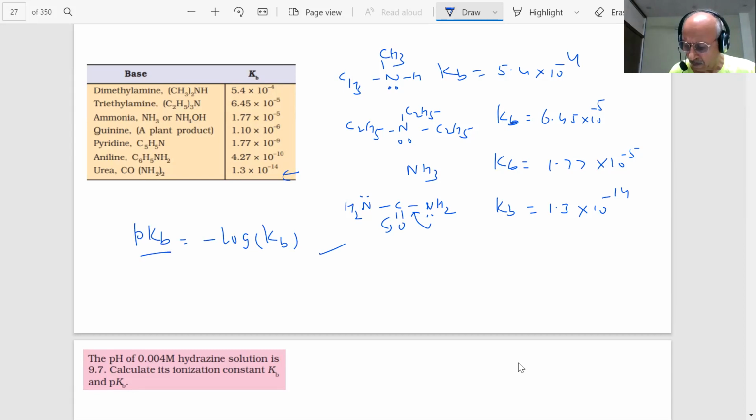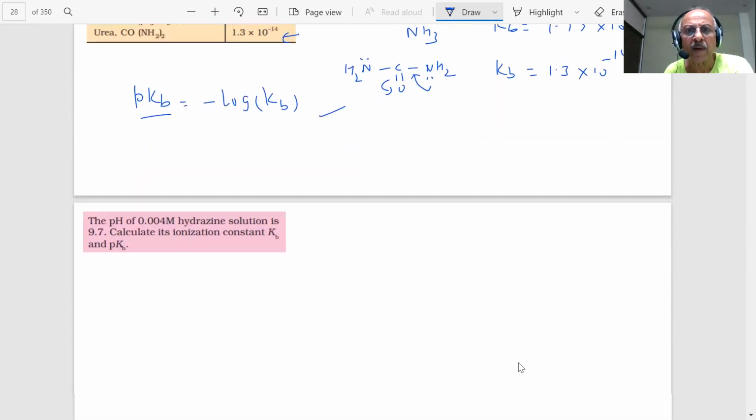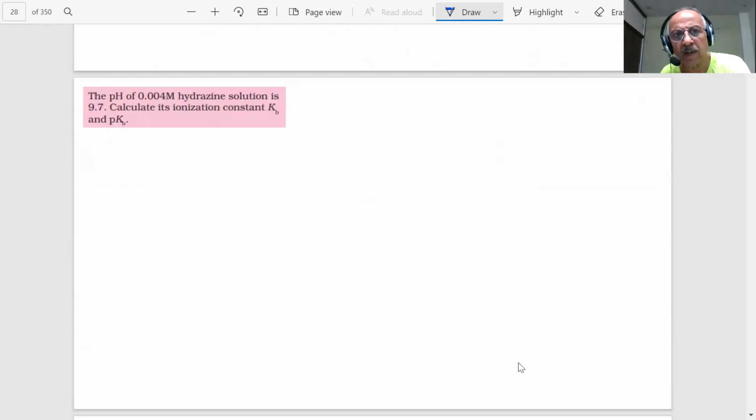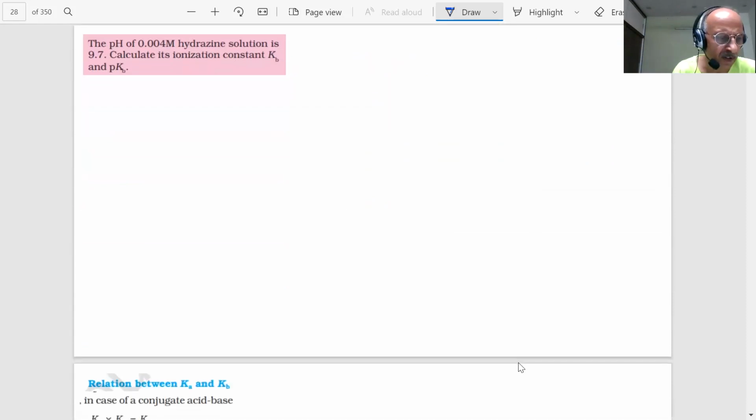Clear? Yes, sir. So now we understand everything, because we know what is happening and why the basicity is changing. These are all weak bases I am talking about. For example, if there is a question on this: the pH of 0.004 molar hydrazine solution is 9.7. Calculate its ionization constant Kb and pKb. You have 2 minutes to answer the question, students.